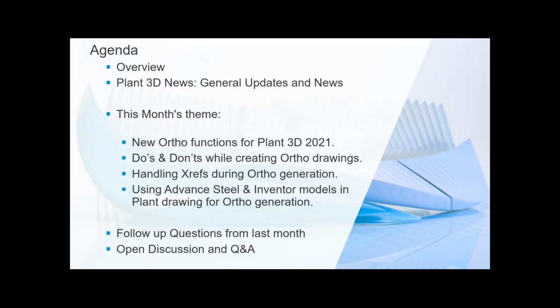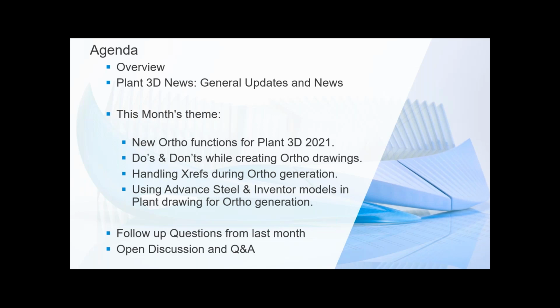Okay, so what's on the agenda? This is the standard pattern in which we do every meetup session. We'll first start with an overview of what we are going to cover today, and then we'll have some general Plant 3D news, and then the theme for this month's webinar. This month's theme, as you might have seen from the invites itself, is about orthographics. So we're going to cover the new ortho function that came in with Plant 3D 2021, which was launched in March this year.